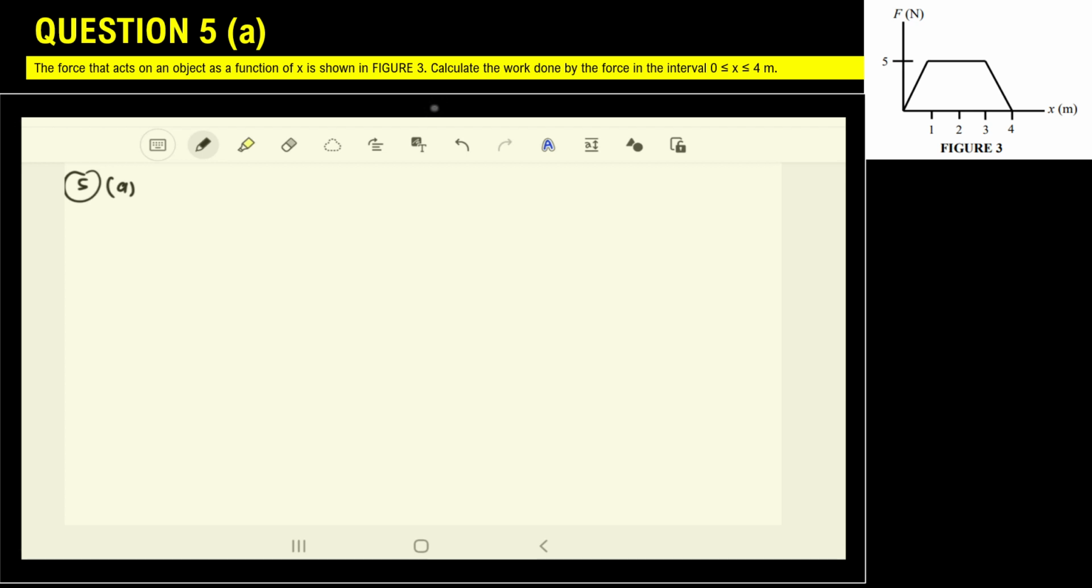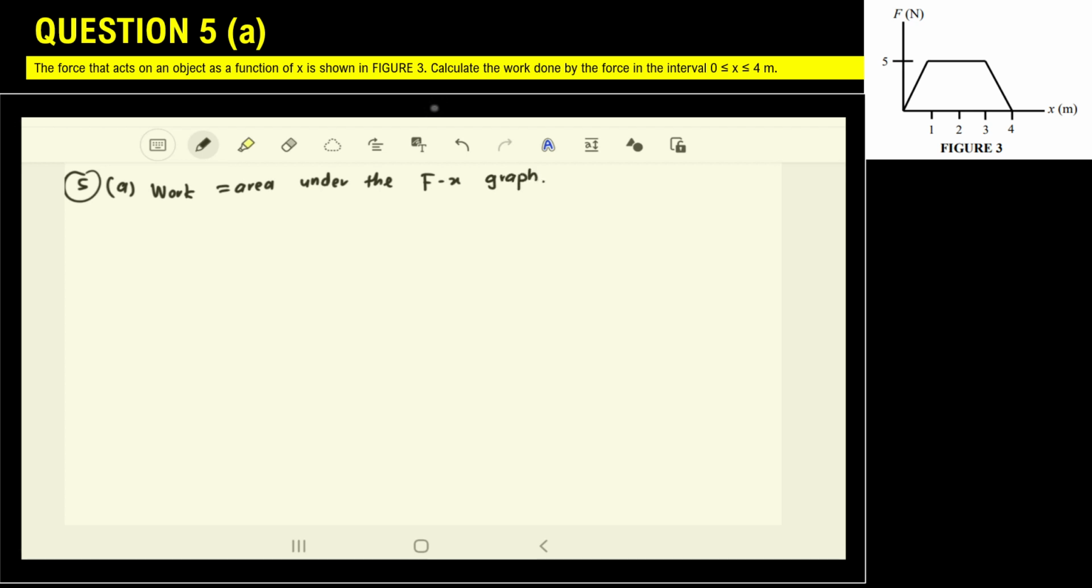So calculate the work done by the force in the interval x bigger than 0 and smaller than 4. As you know, when we have a graph of F against x, we can calculate the work done by the force by calculating the area under the F-x graph.